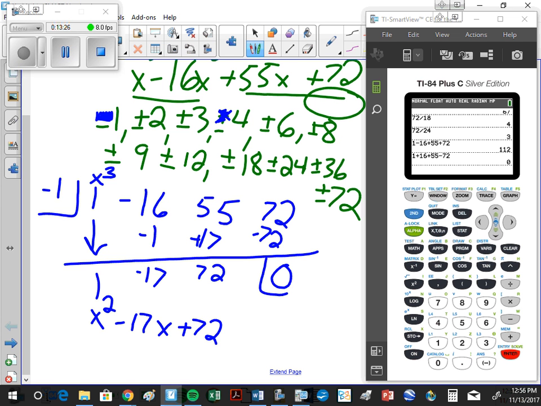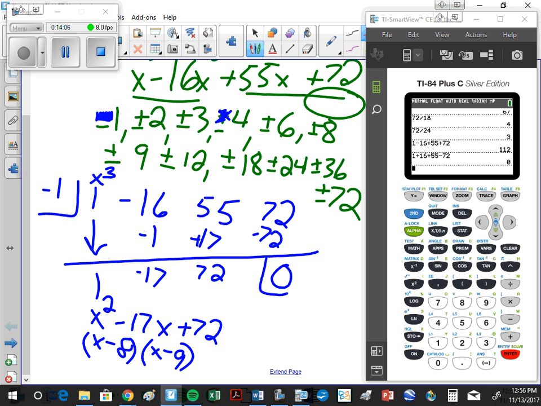Do I need to do guesses again? No, because now I can factor it. So let's see if you can factor this in your head. I know they're both negative because they have to multiply to be positive 72 and add to be negative 17. Let's go through the factors of 72. 1 and 72, no. 2 and 36, no. 3 and 24, no. 5, 6, 7, and 8. Nope, sorry, 8 and 9. That's what we want. 8 and 9.